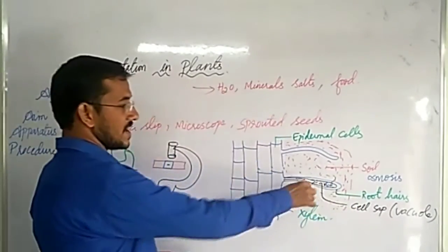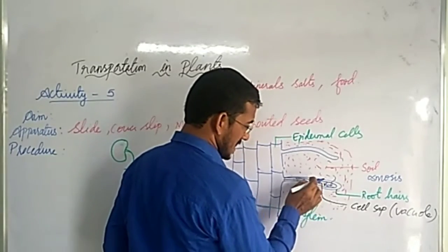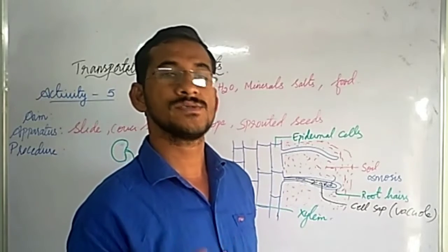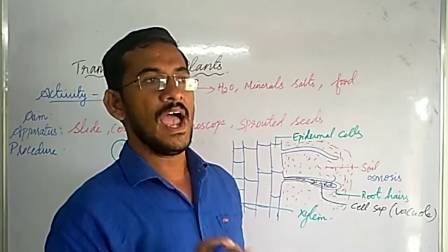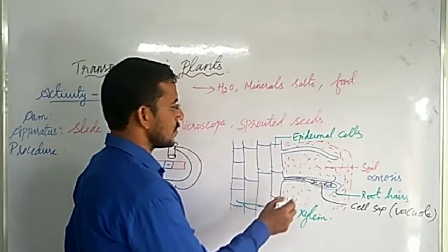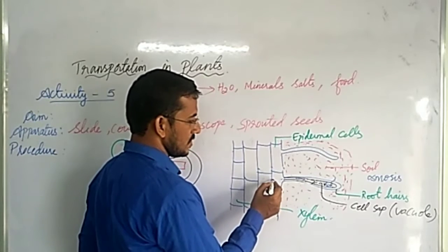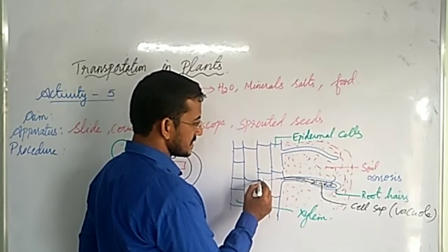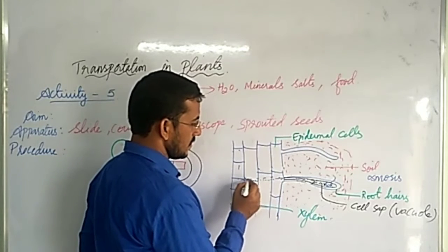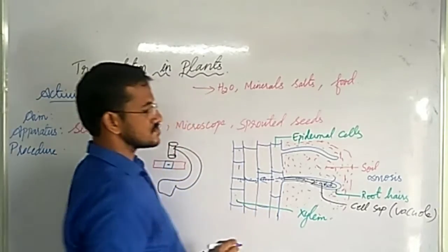Now, water has entered into the root hairs. From one cell of the root hair, it moves to the other cell of the root hair because of osmosis, and water transportation occurs through the plasma membrane. So from one cell to the other cell, it is transported. So water from there reaches the xylem. This is xylem. So water will reach the xylem because of osmosis.